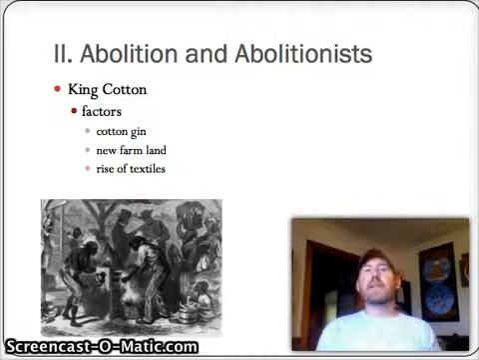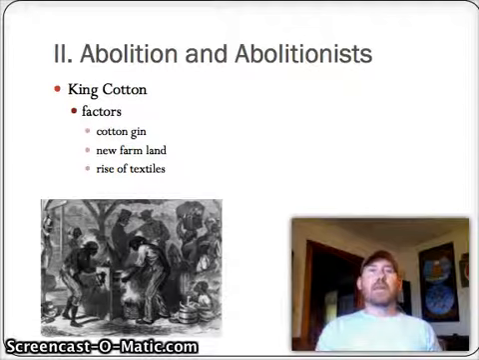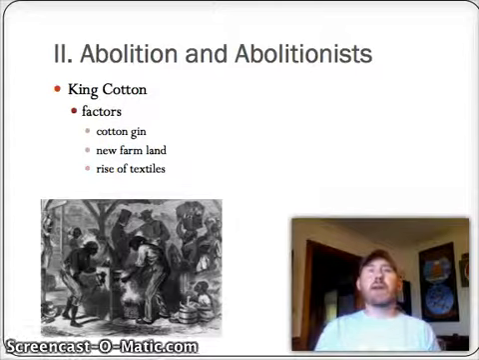Number one is going to be the invention of the cotton gin by Eli Whitney, which allowed cotton to be produced for sale more quickly, more easily, and a lot more cheaply. And what happened because of that is a lot of people began to plant more land in cotton, which required more labor, which came in the form of slaves. So the cotton gin can be tied directly to the expansion of slavery in the South.